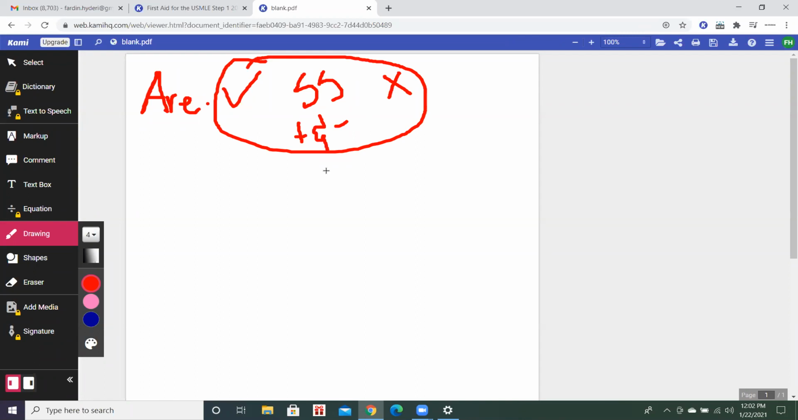Next one, let's talk about bunyavirus. Is it envelope or not envelope? Envelope. Is it single-stranded or double-stranded? Is it positive or negative strand? Okay. Is it helical or icosahedral? Very good. It's helical.